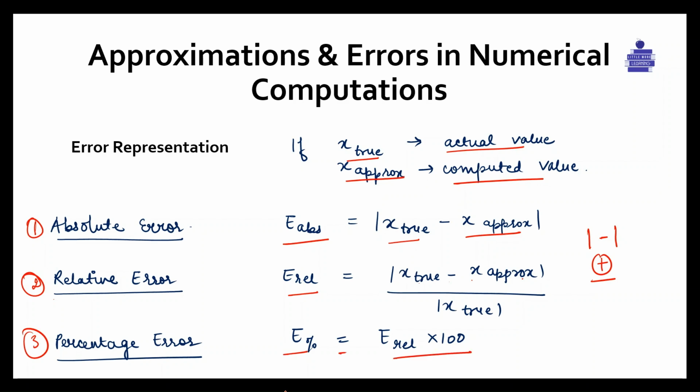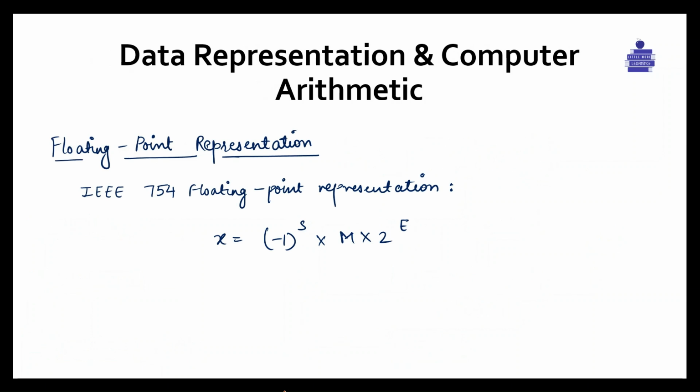What their significance is in numerical methods is that they help in evaluating the accuracy and stability of numerical algorithms and guide selection of suitable numerical techniques. Next up is data representation in computer arithmetic. As we all know, computers store numbers in a finite number of bits, which leads to approximation errors.